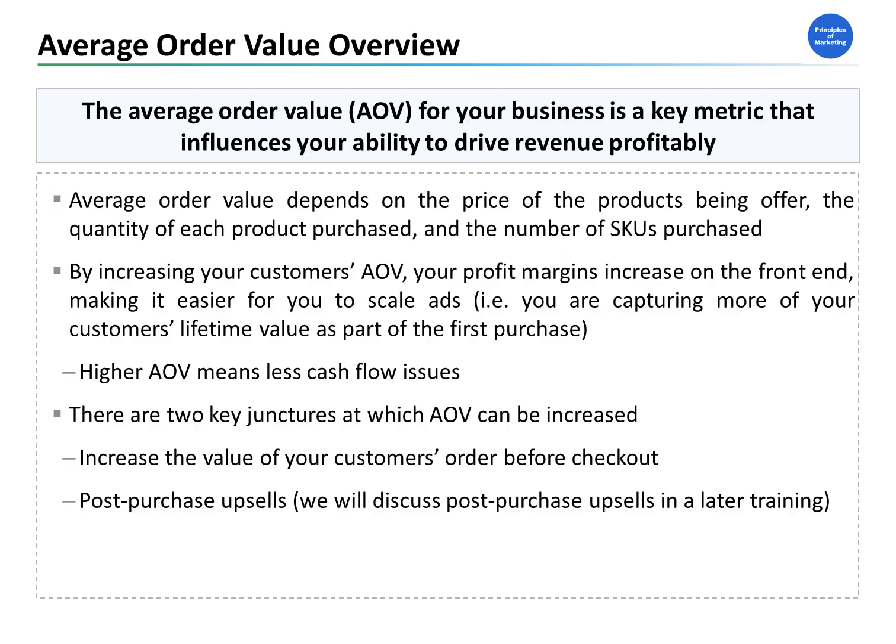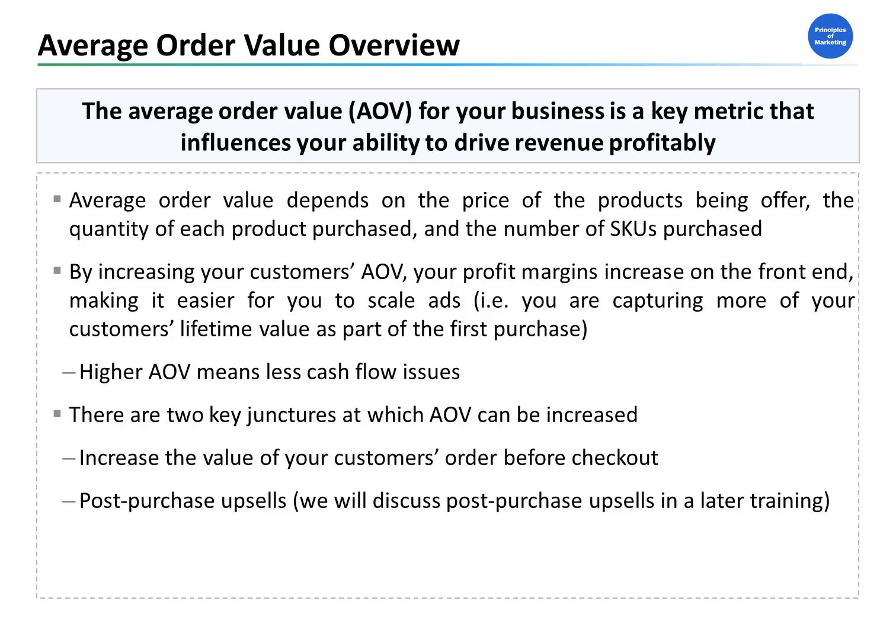Your average order value is a key metric that influences your ability to drive revenue profitably. If your customers are buying more products or buying higher priced products as part of one purchase, then that's going to influence your ability to drive and scale your business. By increasing your AOV, the profit margins increase on the front end because they're buying more products or higher priced products, right? So it will allow you to scale your ads much more easily.